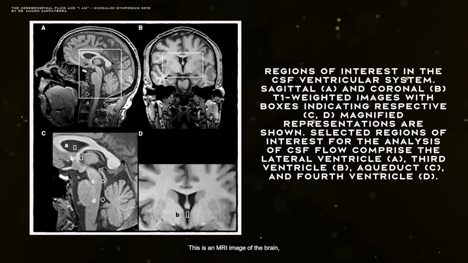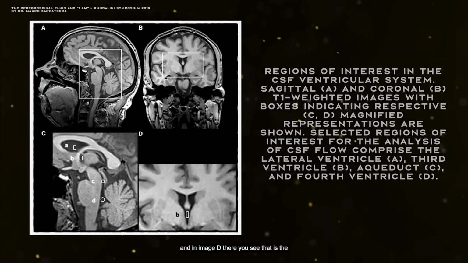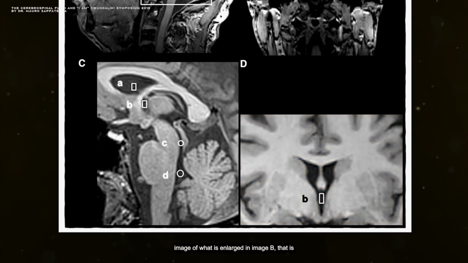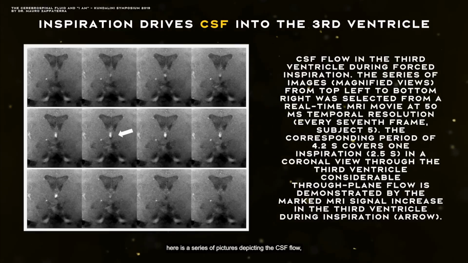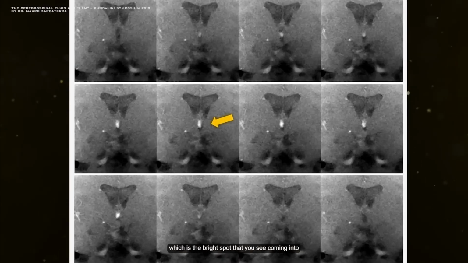This is an MRI image of the brain, and in image D there, you see the image of what is enlarged in image B. That is an enlarged view of the third ventricle. Here is a series of pictures depicting the CSF flow, which is the bright spot that you see coming into the third ventricle during forced inspiration. This depicts one inspiration lasting 2.5 seconds. So it'd be something like this.